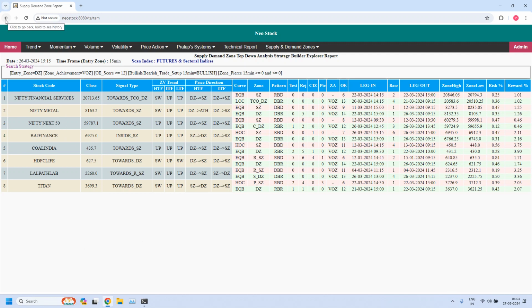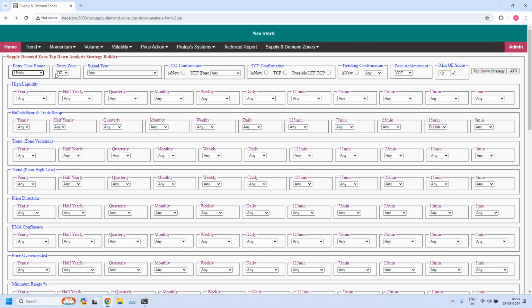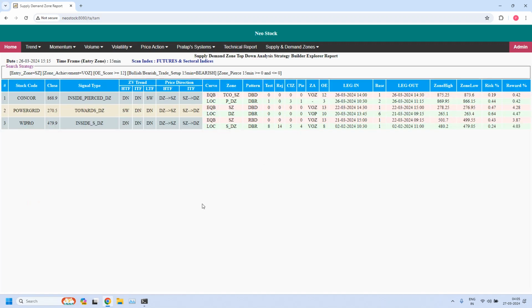So let me go back. For the 15-minute time frame, let us generate the bearish trade setup. That means for DIT trade, we are generating a bearish trade setup. For DIT, the entry time frame is 15, but the entry zone should be the supply zone. In the bullish or bearish trade setup parameter, at the 15-minute time frame, instead of bullish, I am changing to bearish. Remaining parameters are the same: VOZ, minimum odd enhancer score 12, and not pierced. So let's filter. You got 3 stocks filtered. Currently, these 3 stocks are supporting a bearish trade setup for daily income trade.